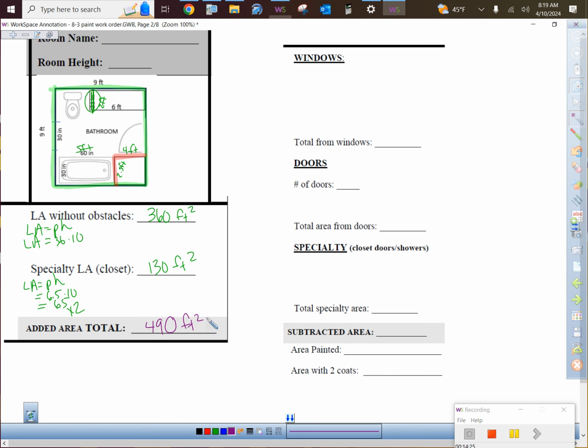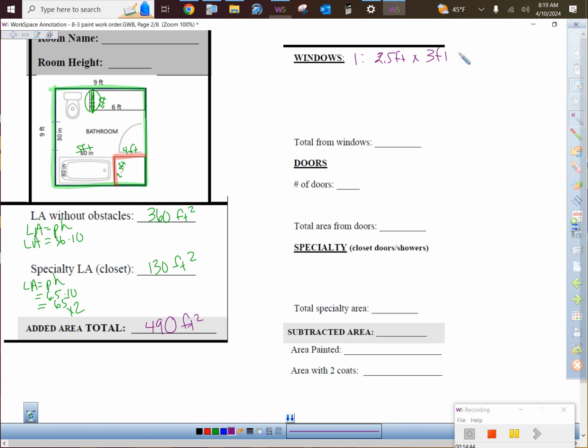Cool. Are there any windows in this bathroom? Your bathroom may or may not have windows, right? But if there are no windows, you would just put 0 in this situation. But this does have a window. It's got one window. It is 30 inches, so that is 2.5 feet. And I'm going to make it 3 feet tall again.